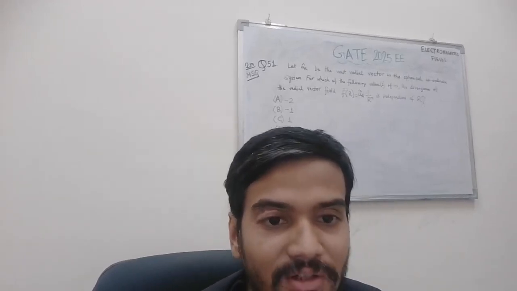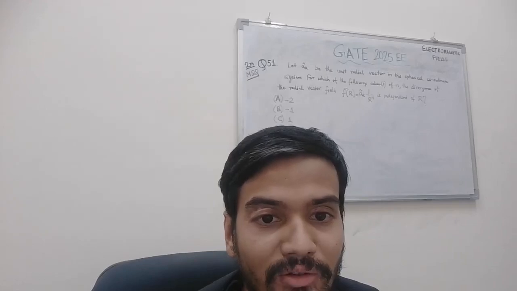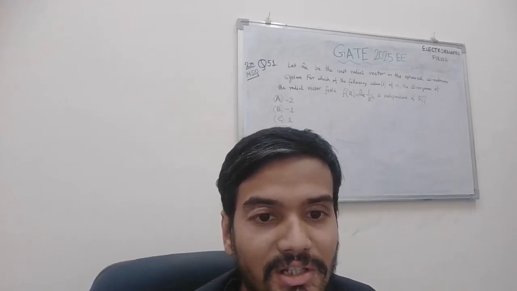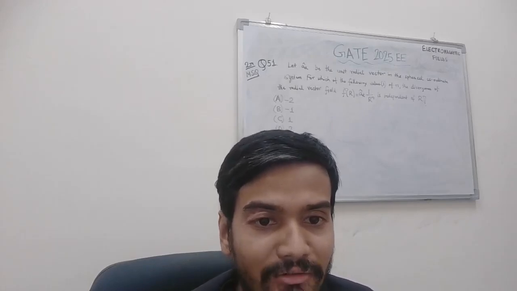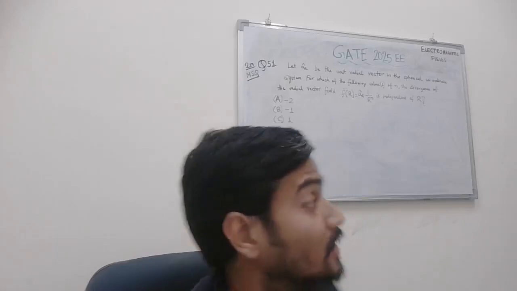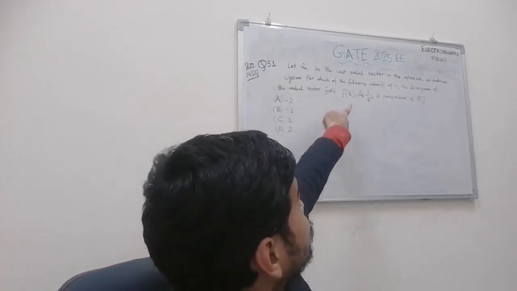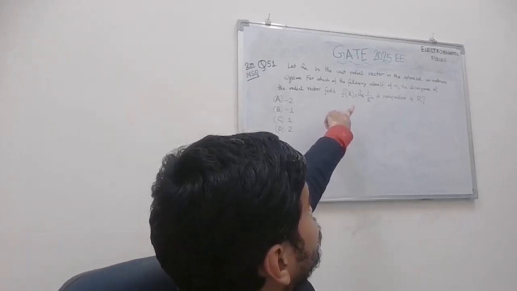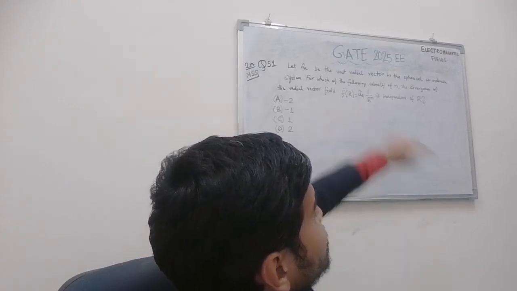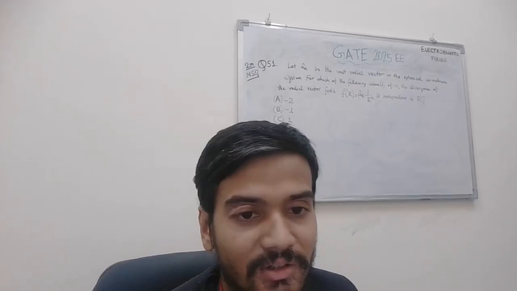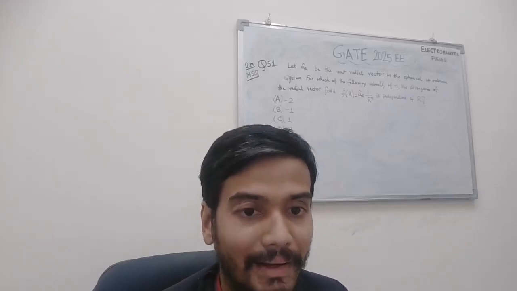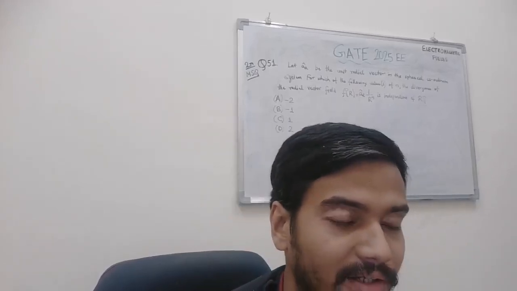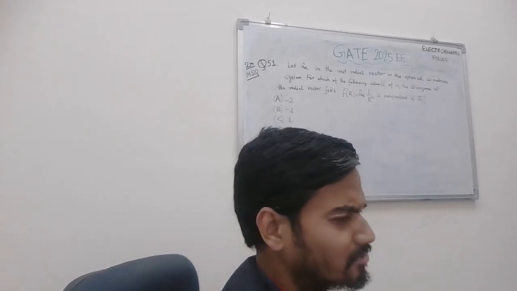So in the question it is given that r hat is the unit radial vector in the spherical coordinate system. For which of the following values of n is the divergence of the radial vector field f of r equal to A r hat by r to the power n independent of r? Options are given as A minus 2, B minus 1, C 1 and D 2. Let's move on to the solution to this question.